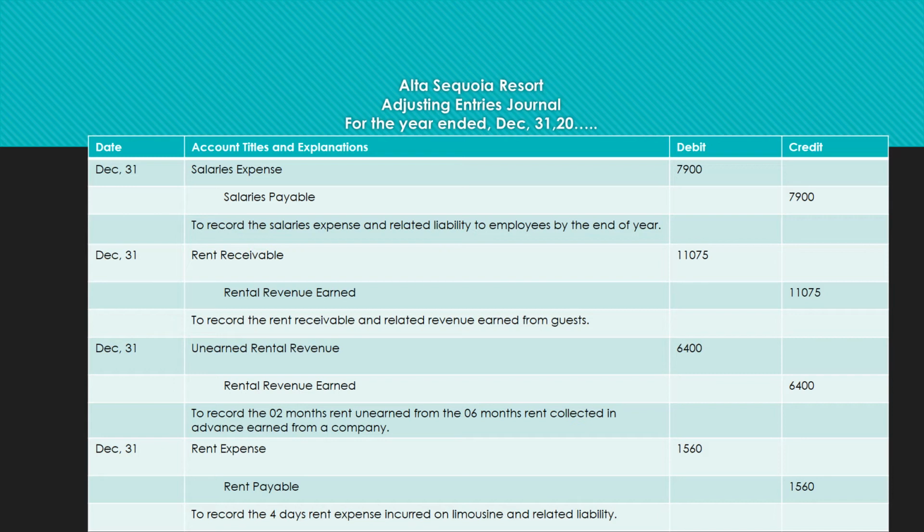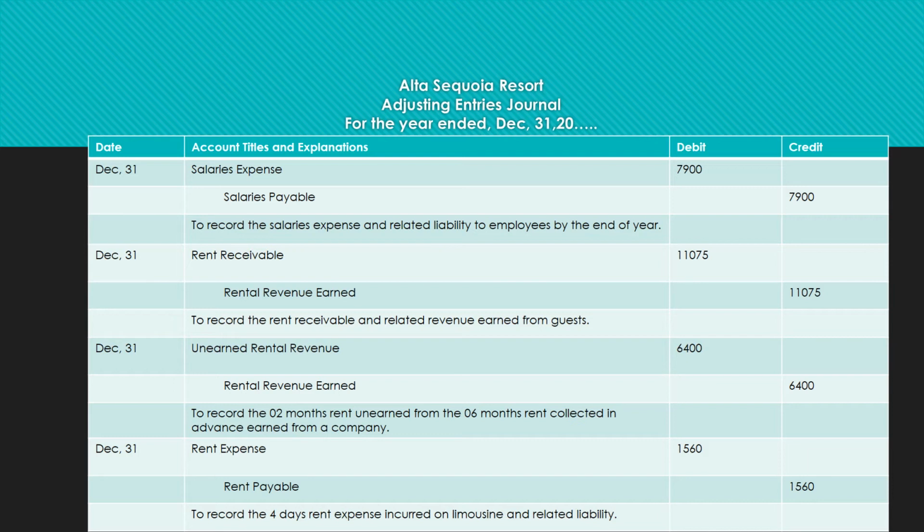So transaction D is an example of recording unrecorded cost adjusting entry. Company has rented a limousine. Limousine is a type of automobile. So they have rented that automobile on December 19. Now it's December 31st. So from December 19 to December 31st, it means they have rented the limousine for 13 days in the current period.